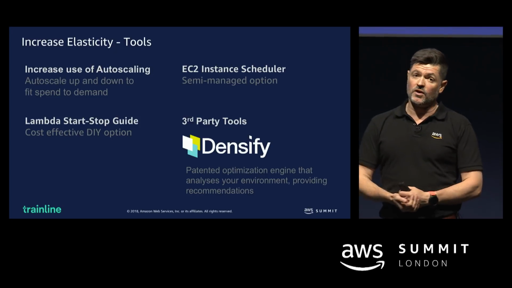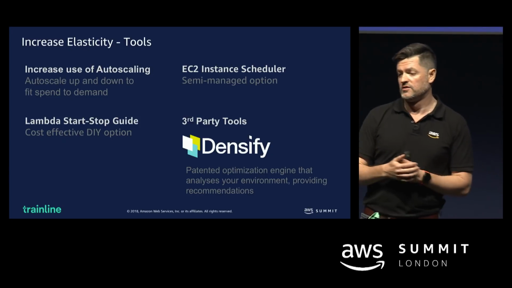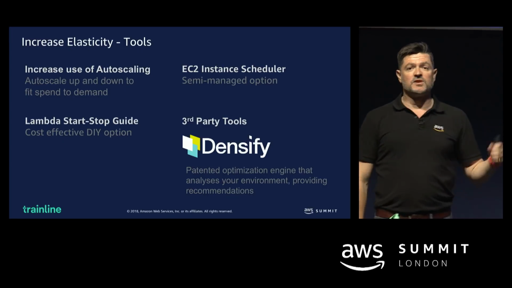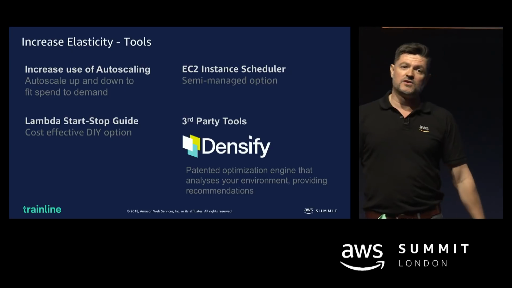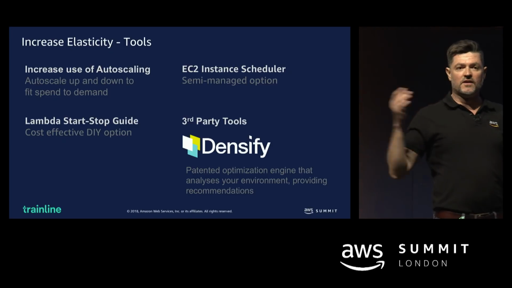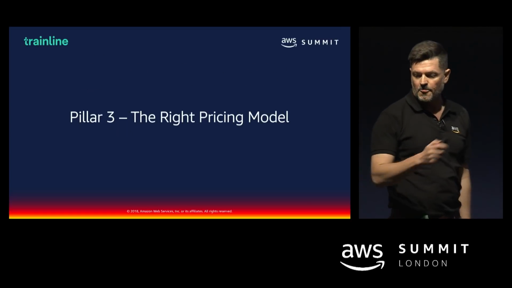Obviously, increase your use of autoscaling. Autoscaling is core to being able to do this. Use the EC2 Scheduler. Lambda, there's a Lambda stop start guide. And Densify is one of our partners. You'll find them on the floor. They can definitely help you and walk you through the environment of elasticity.